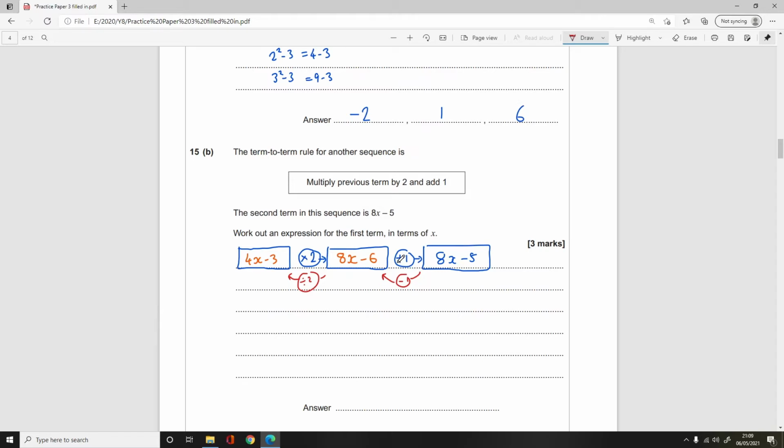As far as getting some of the marks, if you tried to do either a take away 1 or a divide by 2 in any order, that would be 1 mark. If you did them both in the correct order, that would be 2. If you got the right answer, 4x minus 3, that would be your third mark.